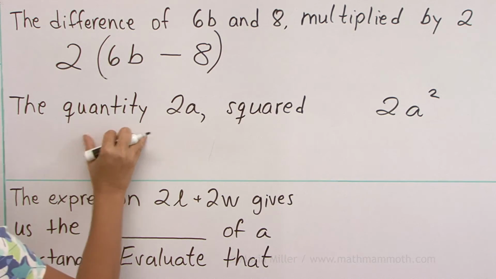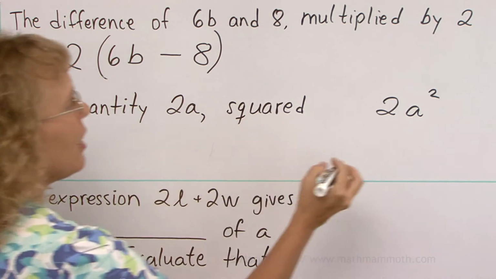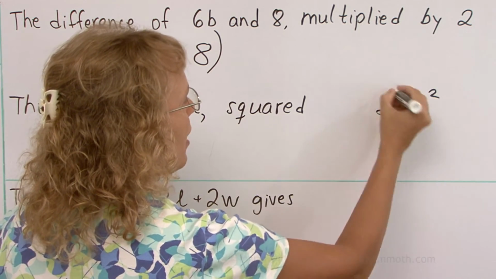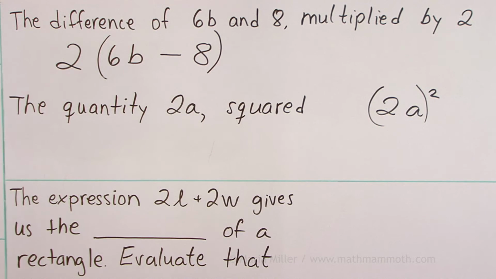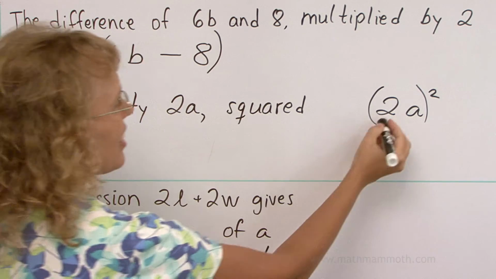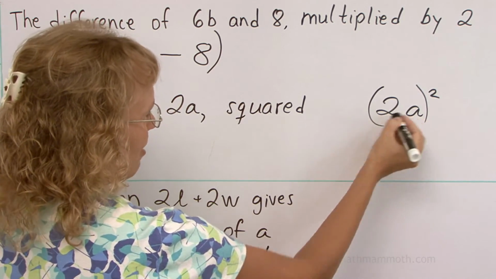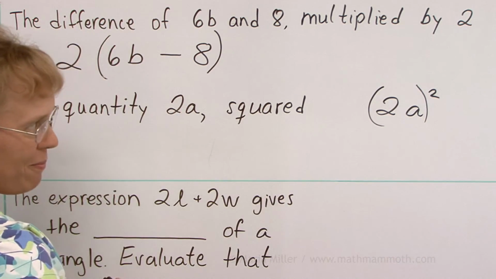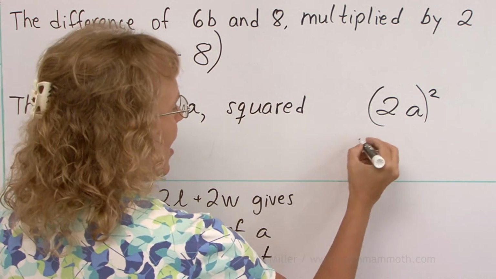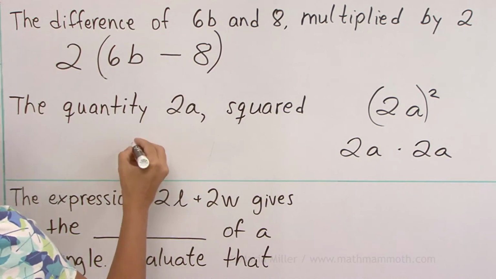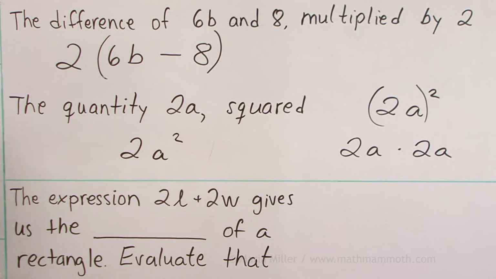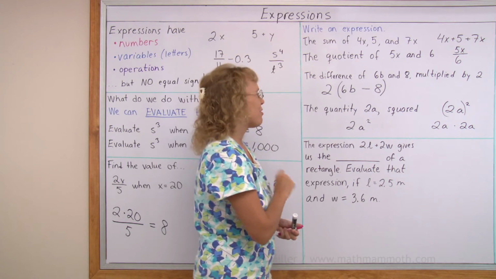But now when it says the quantity 2a squared, it means that this 2a here is squared, and I actually need parentheses in it. The difference is this is 2a times itself. It is 2a times 2a, right? Okay, this is 2a times 2a. Whereas the other one, this one here, is 2 times a times a. So those two are different.